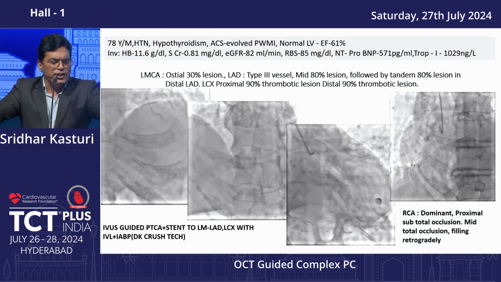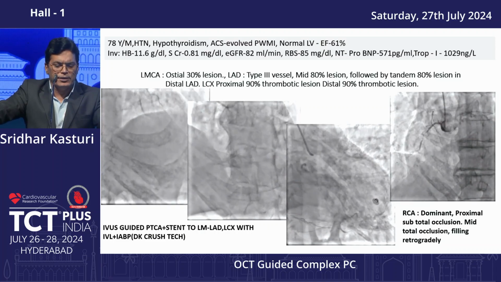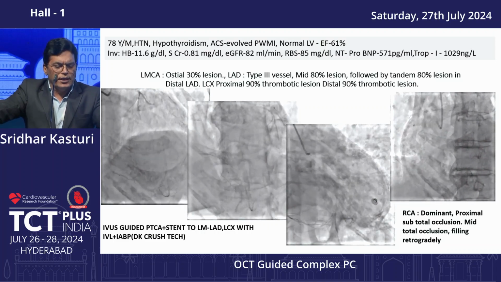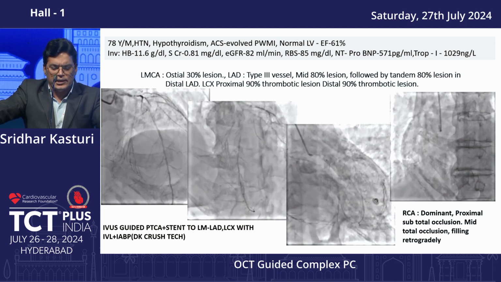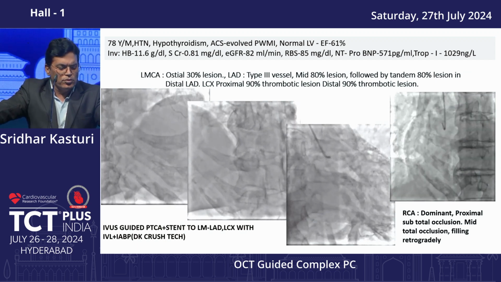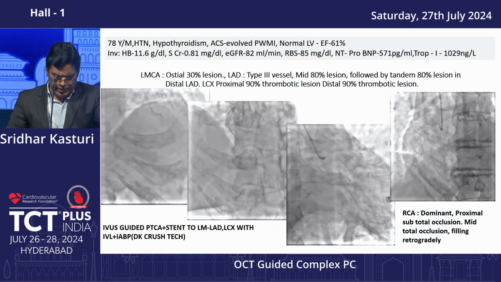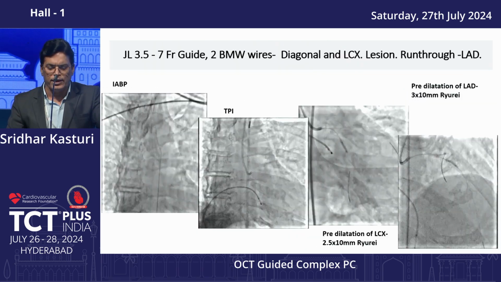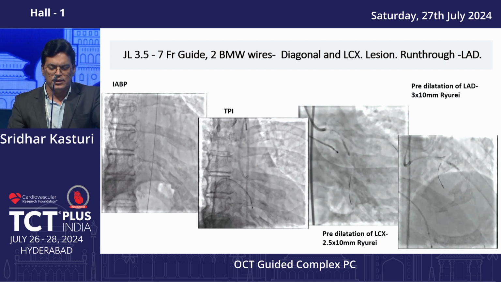This is another case, a 17-year-old hypertensive, hypothyroid, ACS with evolved posterior wall MI, EF 61%, and ostial LMC 30%, and diffuse disease of LAD. You can see the LCX also has disease. So we wanted to do IVUS guided PCI with DK crush stenting with IABP support and IVL. So this is the IVL of the LCX.